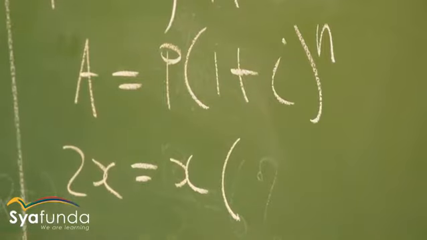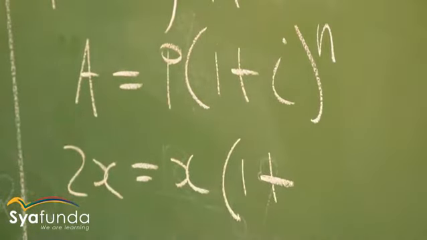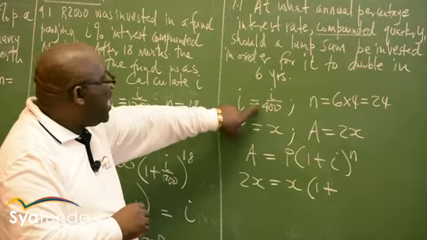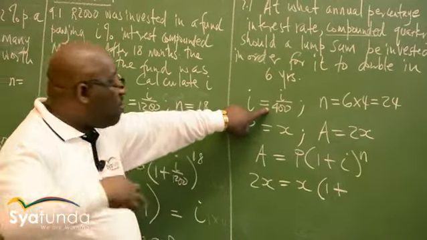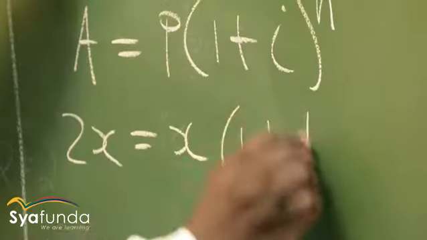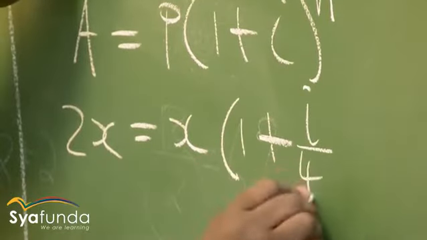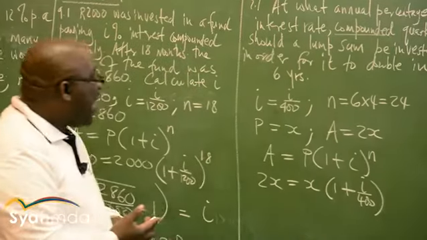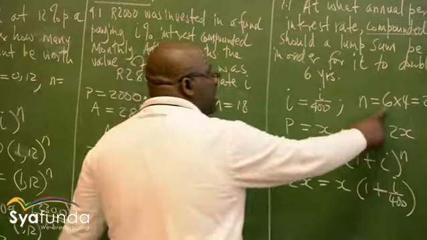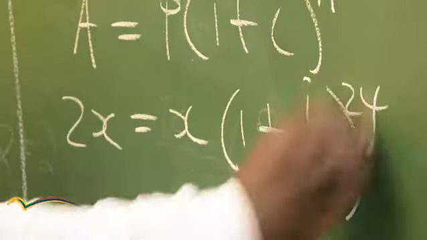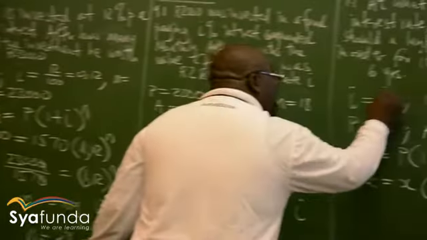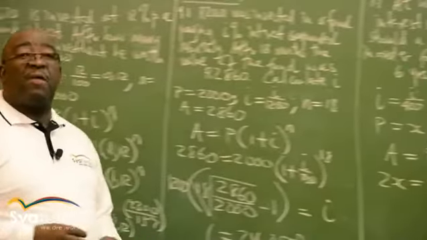Into 1 plus, what is our interest rate? We know that our interest rate is always in percentage, and it was compounded quarterly, so it's over 4. So in this particular case, our I over 400. This becomes very important. Right, what is N? It was 6 times 4. In this particular case, it is 24. Right, this is what we have. Remember what we are looking for. We are looking for the value of this I. We're just looking for the I.